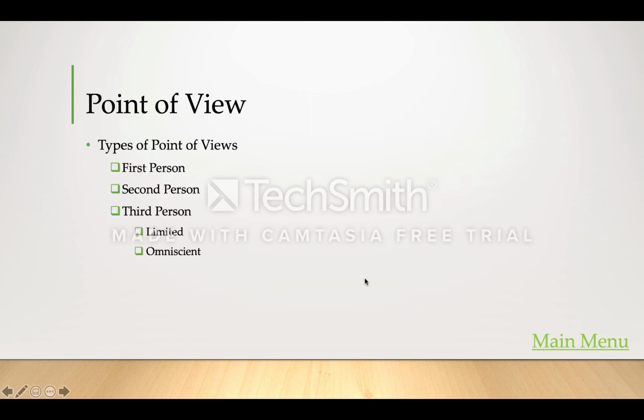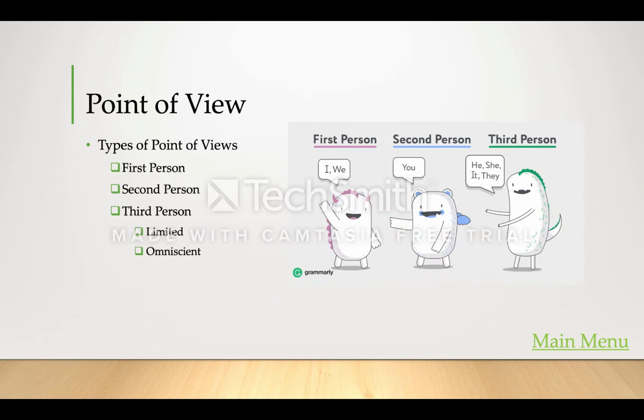Hello everybody. So today we'll be discussing the different types of point of view. There are three different types of point of view: first person, second person, and third person. Third person point of view has a breakaway of two, which is third person limited and third person omniscient. So just a brief overview.